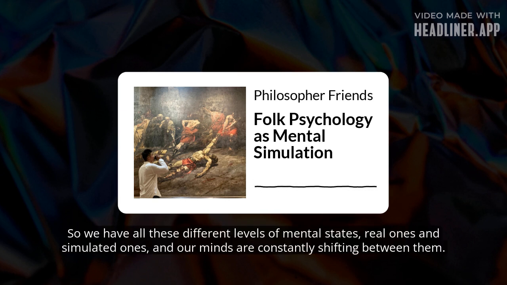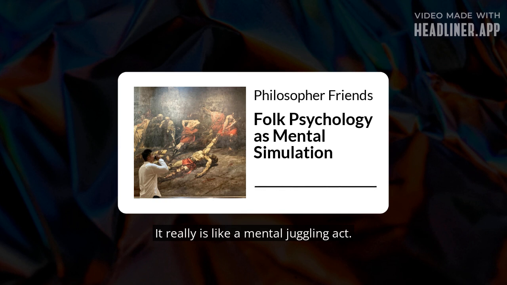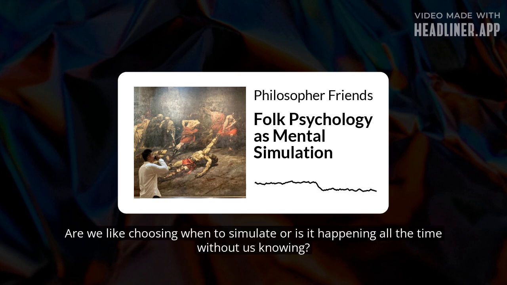Wow, so we have all these different levels of mental states, real ones and simulated ones, and our minds are constantly shifting between them. You got it. It really is like a mental juggling act. But how much control do we have over all of this? Are we choosing when to simulate, or is it happening all the time without us knowing?